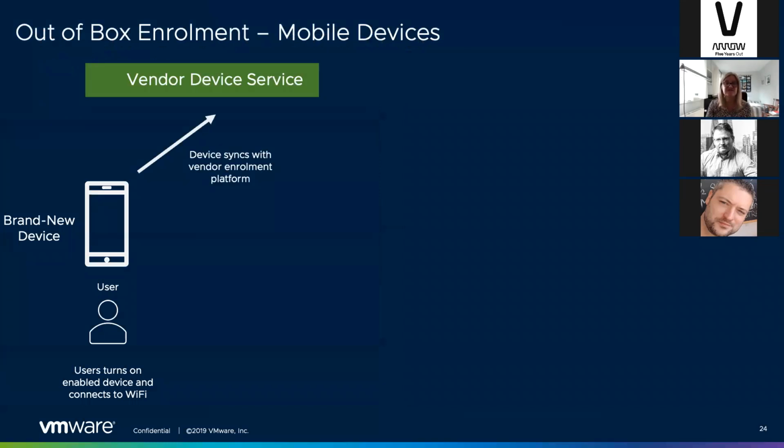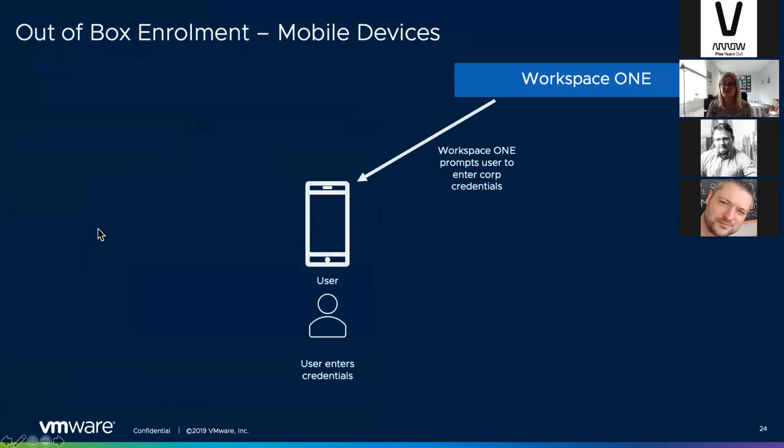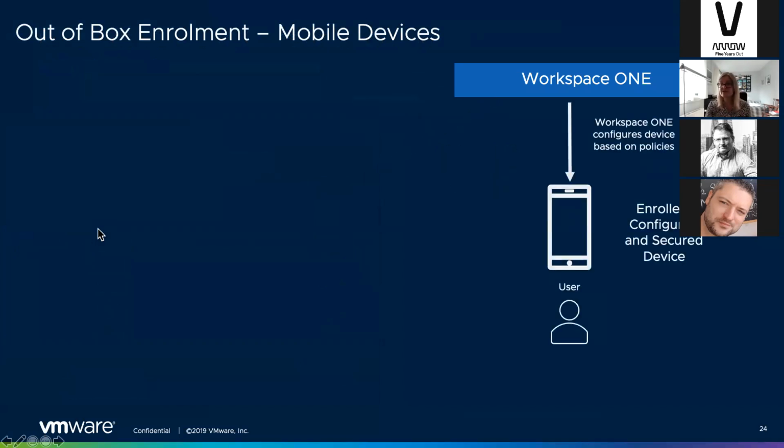So if we look at out-of-the-box enrollment, you get this brand new device. You have the vendor device service. The device, when it comes online, syncs with the vendor enrollment platform. The vendor service then directs it to Workspace ONE. So this would typically be Apple or Google. Workspace ONE prompts the user to enter corporate credentials, and Workspace ONE configures the device based on policies. The device is enrolled, configured, and secure, and the user is ready to go. We all know that. We've been doing that for years.